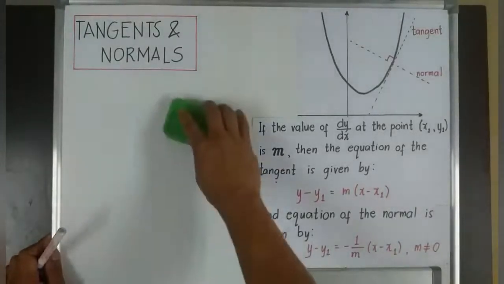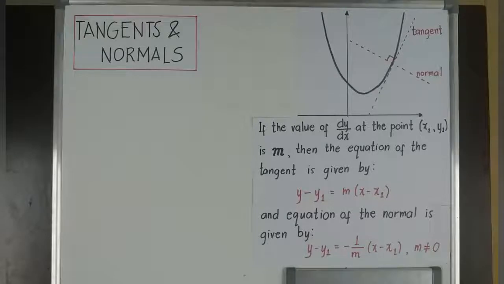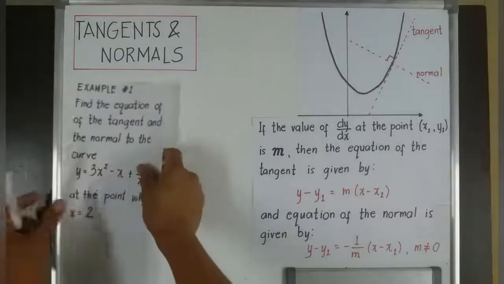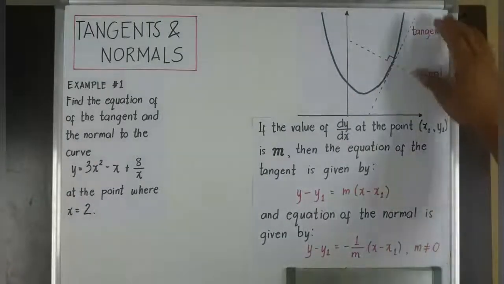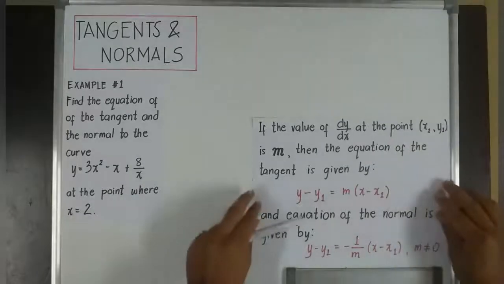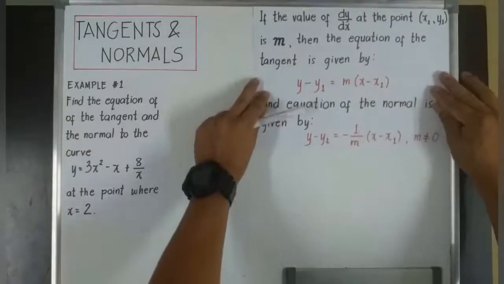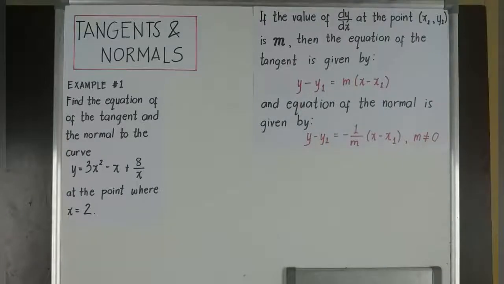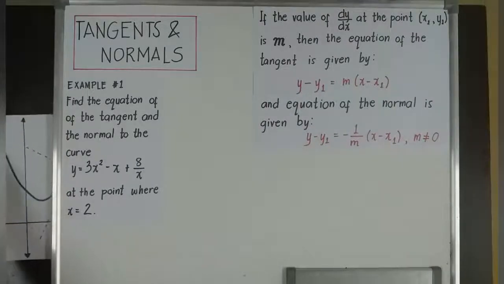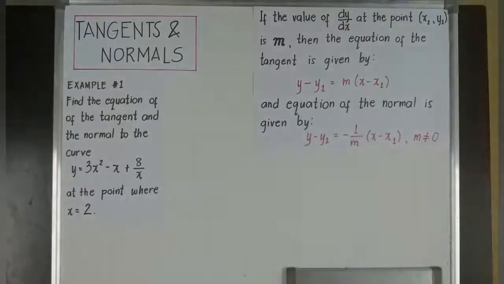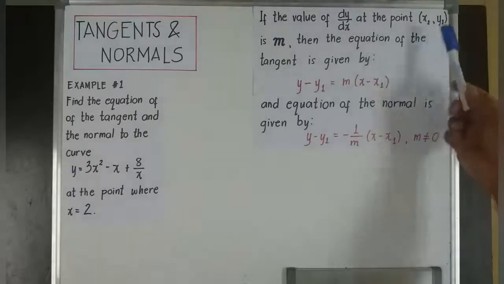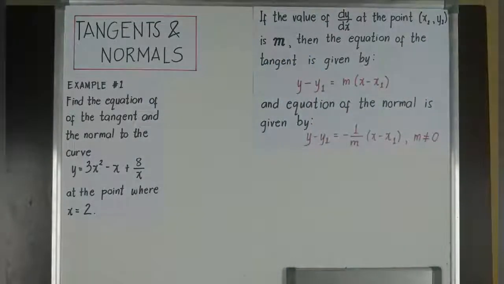So that you could have a better understanding of what we are learning today, let's have an example. You know already what a tangent is and what a normal is, so I will just remove this. I will leave these things over there so that you will be guided. Since you know these are the equations, the first thing that you need to do, again, it says if the value of dy over dx at the point is m. So it means we are looking for the gradient of the tangent first.